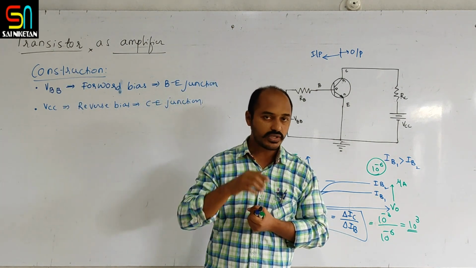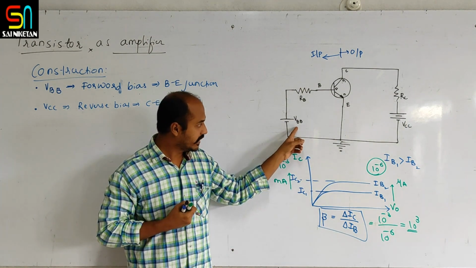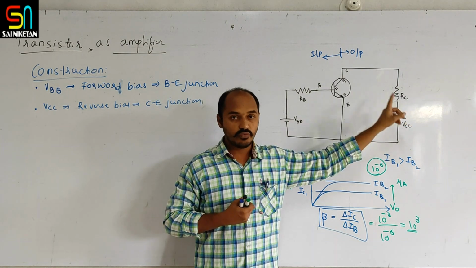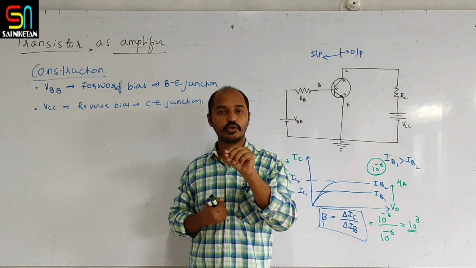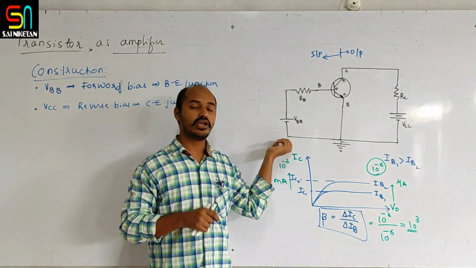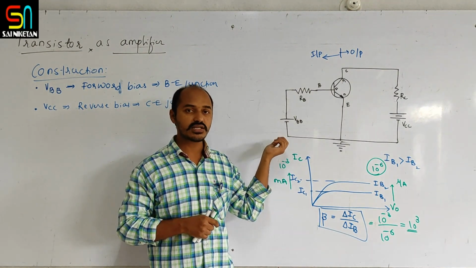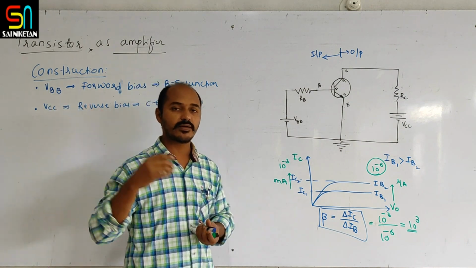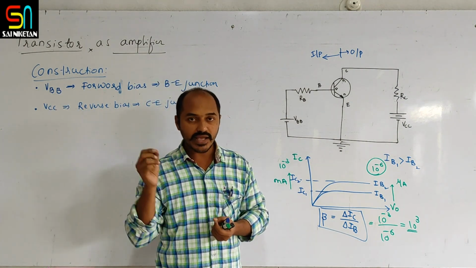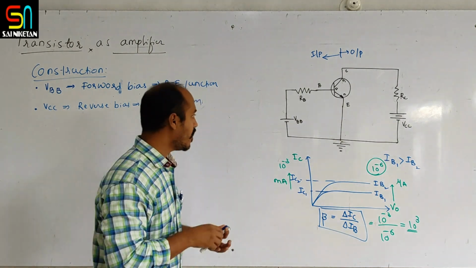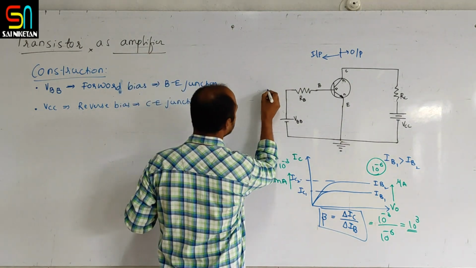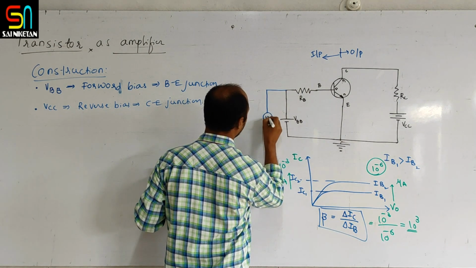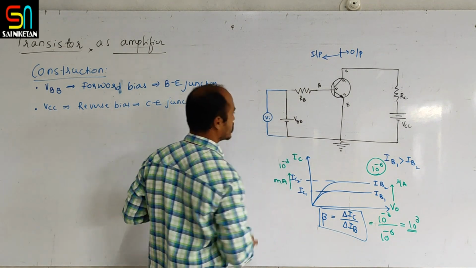So what I want to tell is, to increase the input current as well as the output, we need to have a certain change in input voltage. In your mic and loudspeaker example, the mic acts as the input signal. So we have to have an input voltage connected here. So we are connecting an input voltage.